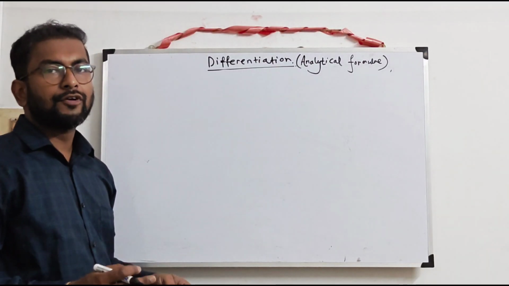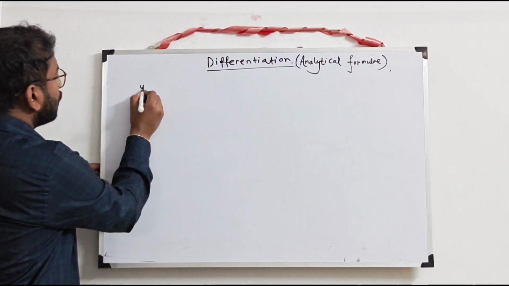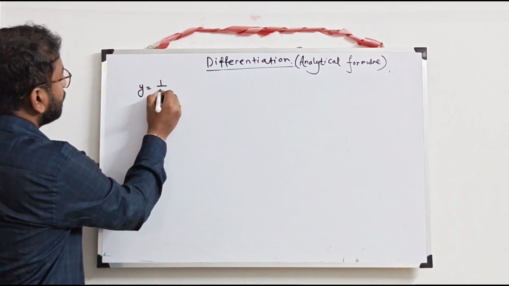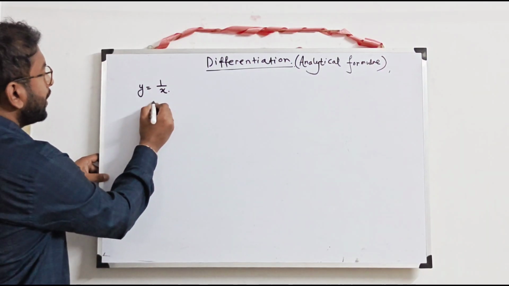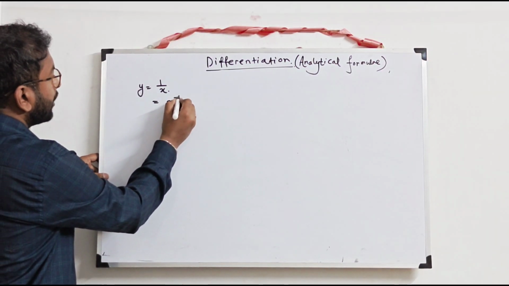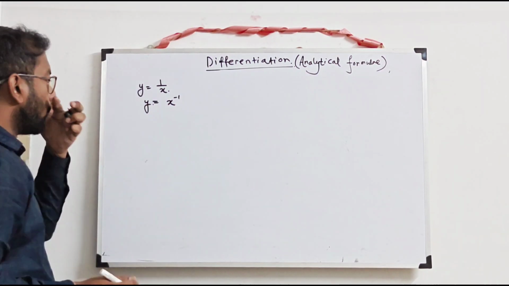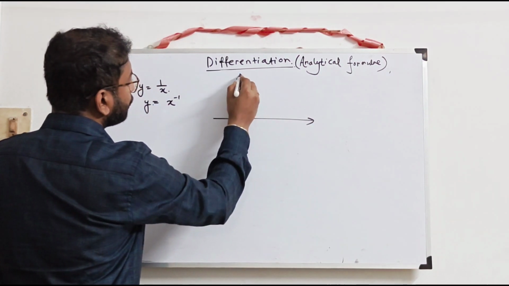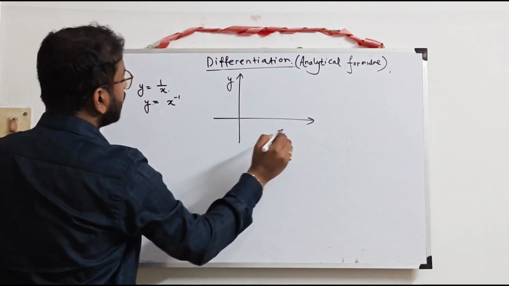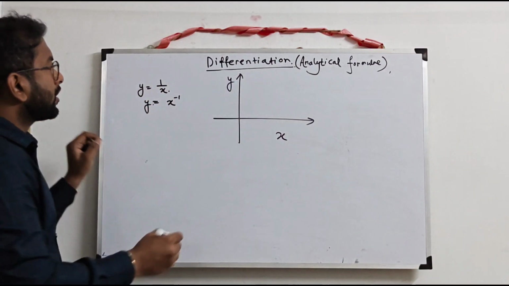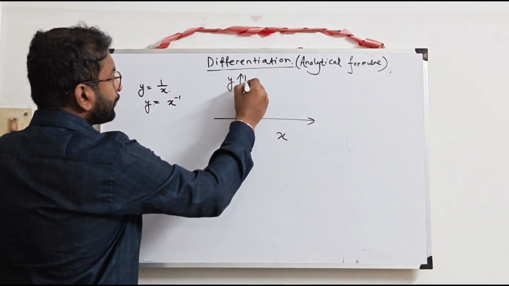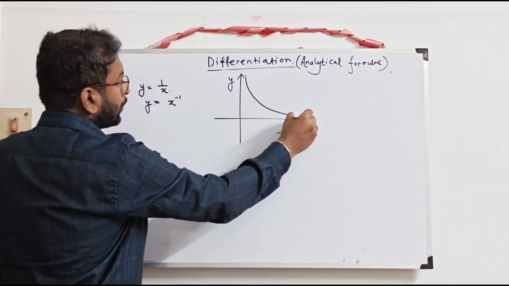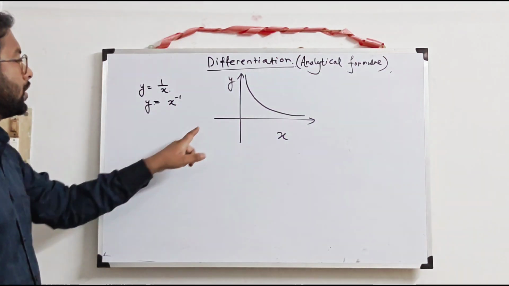Let's take the example of another very simple function, y equal to 1 by x. If I rewrite this, I get x to the power minus 1, so y equal to x to the power minus 1. If I want to draw the graph, it will look like this. Let's draw the graph: this is y, this is x. y equal to 1 by x means the graph will look like this. Okay, this is the graph.